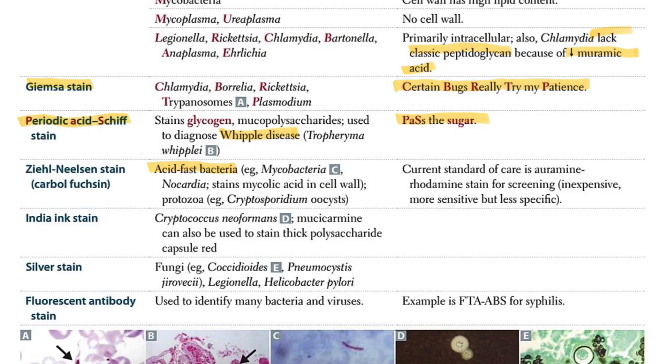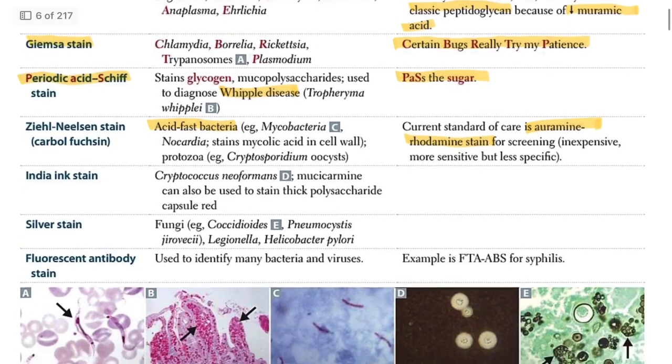Next one, Cryptosporidium oocyst. From an exam point of view, this is very important, that is the auramine rhodamine stain. The auramine rhodamine stain will help to find out which organism is present. It is more sensitive but less specific and is used for screening.